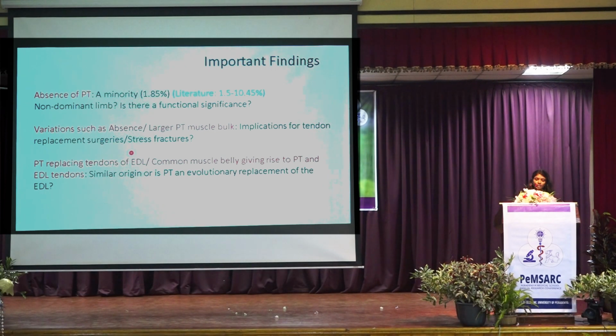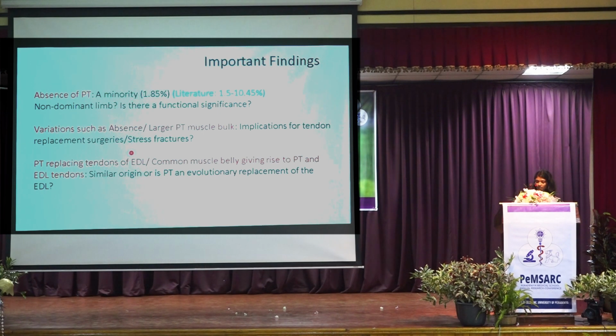So we might consider if there's a larger peroneus tertius, people may be prone to more stress fractures. And then the peroneus tertius muscle replacing the extensor digitorum longus, and the common muscle belly. This raises the question whether the peroneus tertius and the extensor digitorum longus had a similar evolutionary origin, or is the peroneus tertius an evolutionary replacement of the extensor digitorum longus, right?